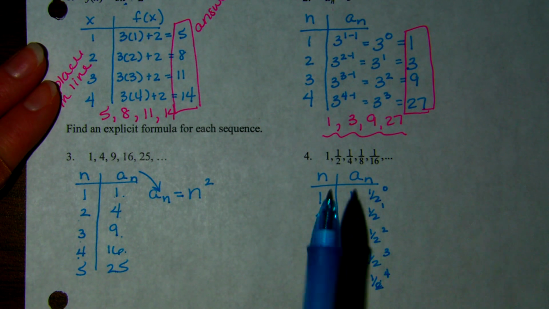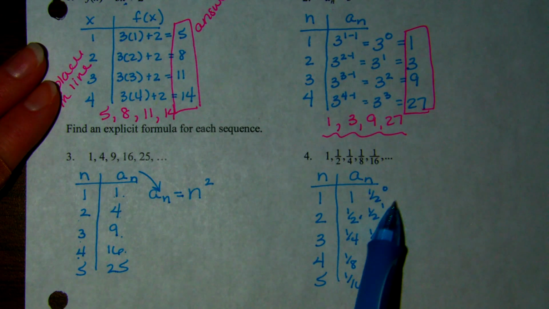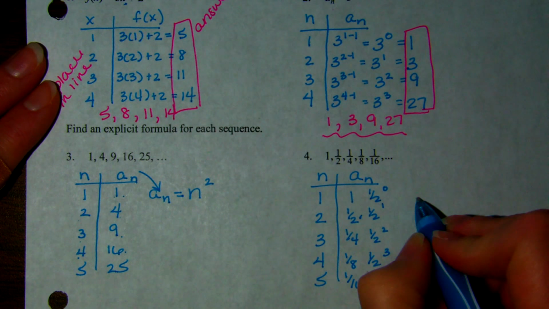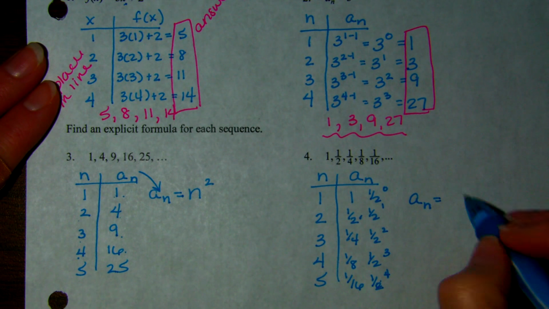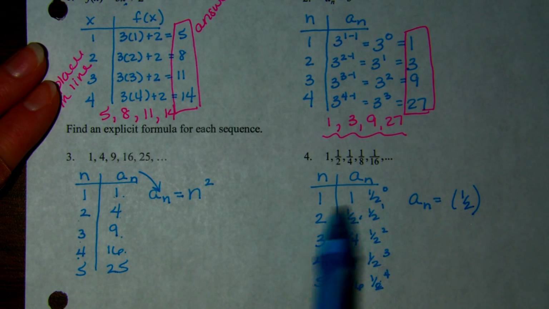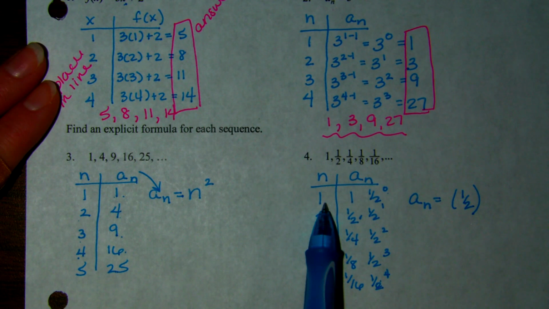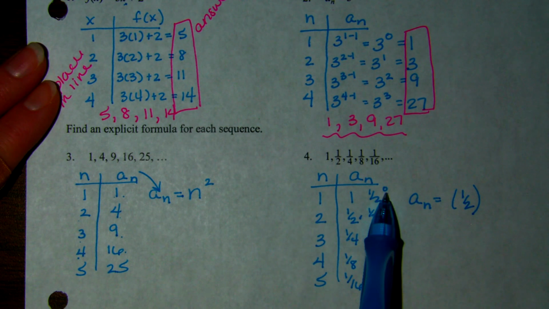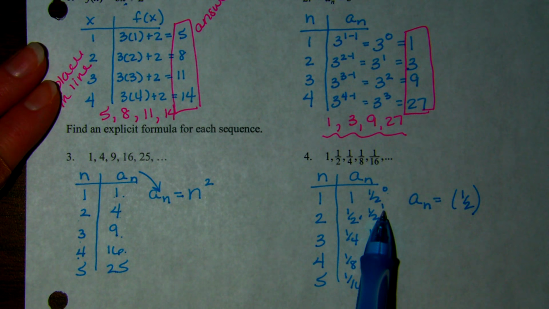And if I notice that, then I can look back, and again, I'm looking for a relationship between my position and the actual term. A sub n equals, well, if these are all powers of 1/2, a sub n is 1/2 to something. But it's not just to n, because this is 1/2 to the 0 power, and here my position is 1. So how do I get from a position of 1 to a power of 0? How do I get from a position of 2 to a power of 1?